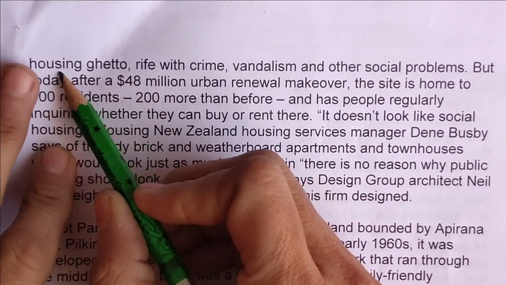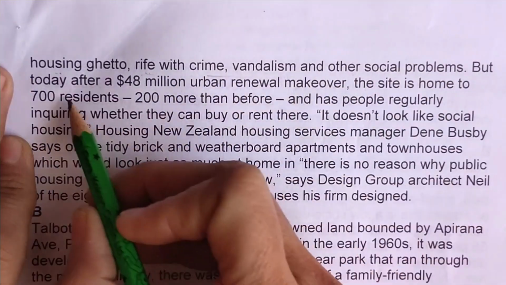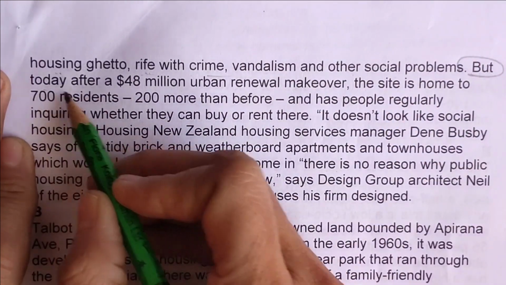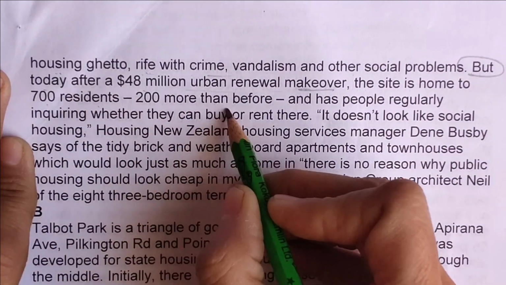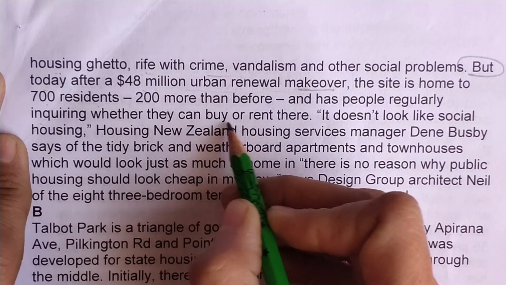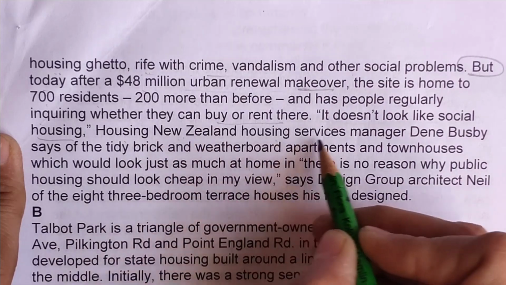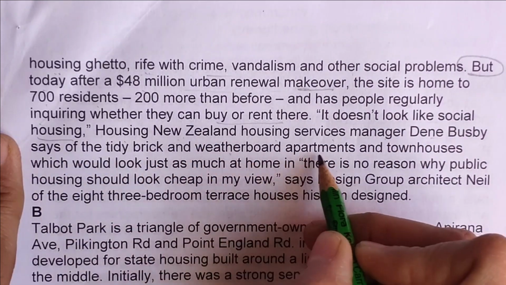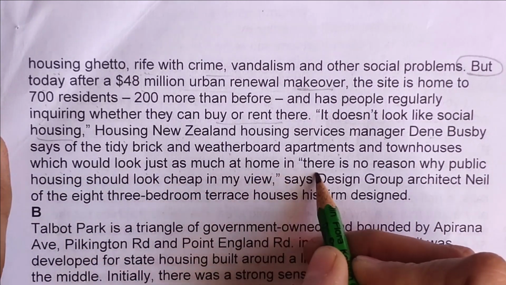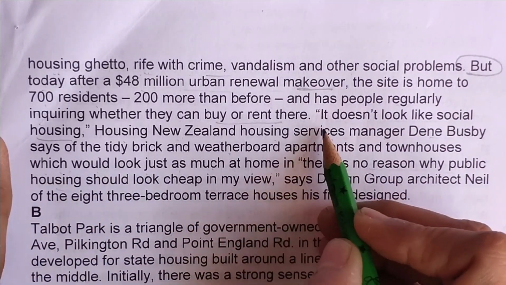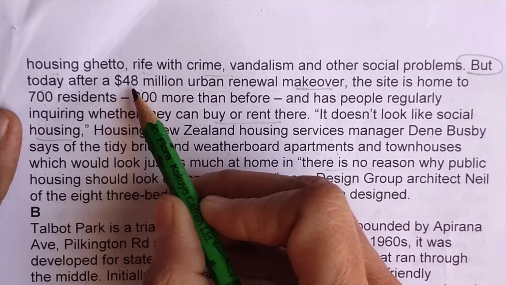The place was once described as rife with crime, vandalism and other social problems, but today after this million urban renewal makeover, the site is home to 200 more than before, and has people regularly inquiring whether they can buy or rent there. It doesn't look like social housing, says the New Zealand Housing Services Manager, with apartment townships, townhouses which would look just as much at home in. There is no reason why public. So everything they are just describing: earlier this was the situation, now they have converted it by investing so much money.